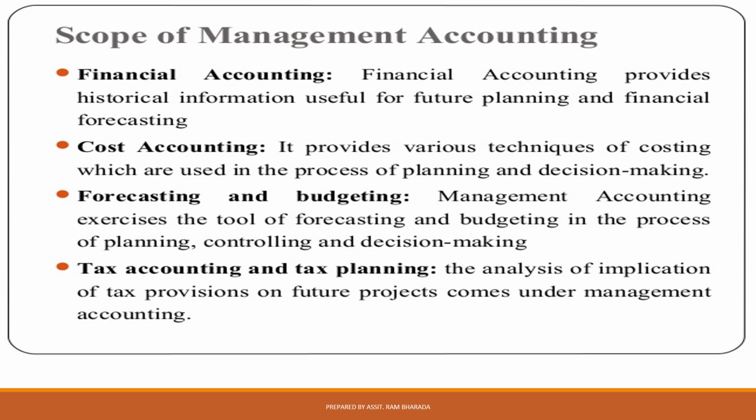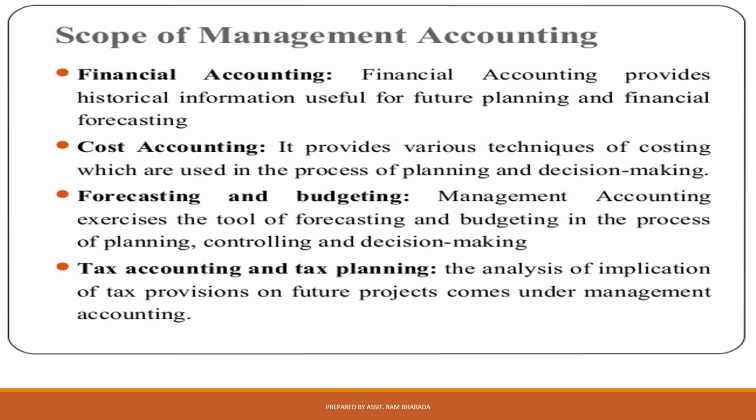This point is about the scope of management accounting. First one, financial accounting. Financial accounting provides all the historical data for the future plan. Number 2, cost accounting. It provides various tools and cost data about the processes that help us in decision making. Number 3, forecasting and budgeting. As we know, management accounting is all about the future, so forecasting means estimation of future costs and benefits, and we also prepare some budgets for control purposes.